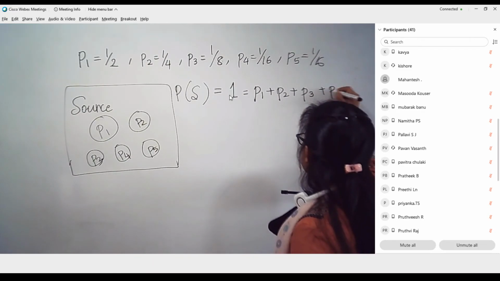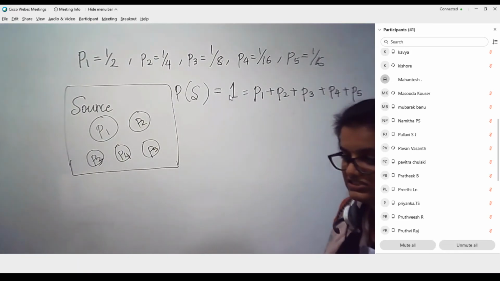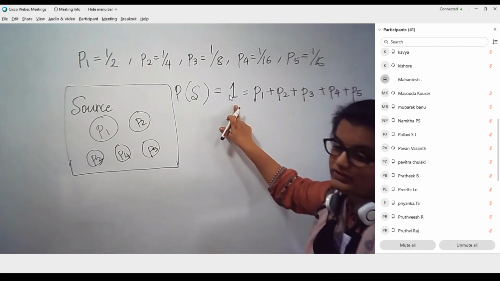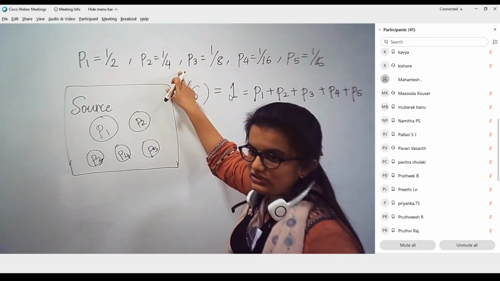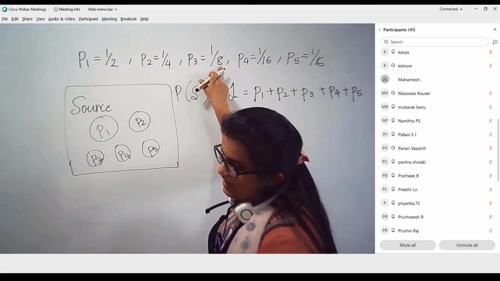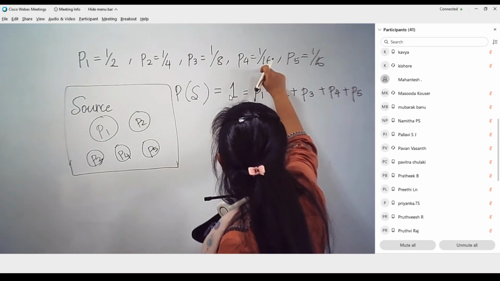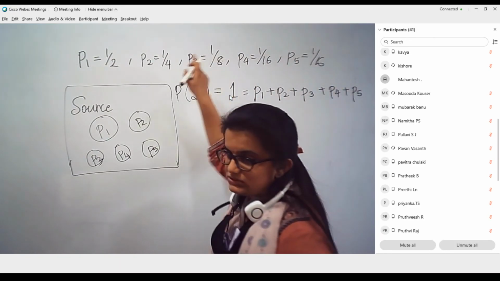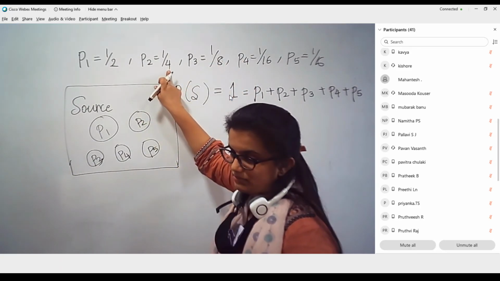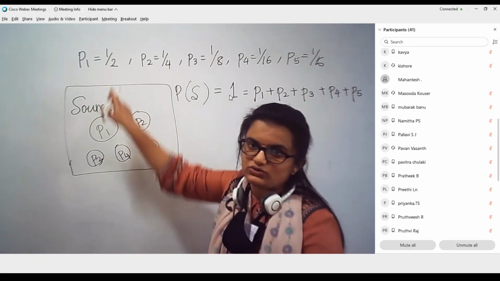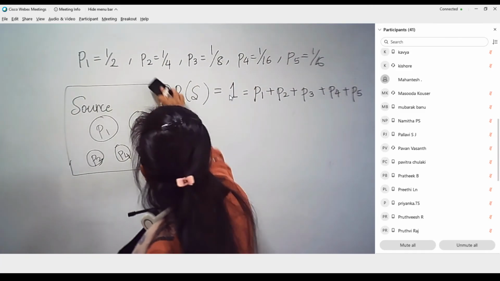Please remember this. The probability of all the messages that are put out from a digital source or a discrete source will always be equal to 1. Check it out. Half plus 1/4 is 3 by 4. 3 by 4 plus 1 by 8 is how much? Just check it out. So this gives you 1 by 8. 1 by 16 plus 1 by 16 is 1 by 8. 1 by 8 plus 1 by 8 is 1 by 4. 1 by 4 plus 1 by 4 is 1 by 2. 1 by 2 plus 1 by 2 is equal to 1.